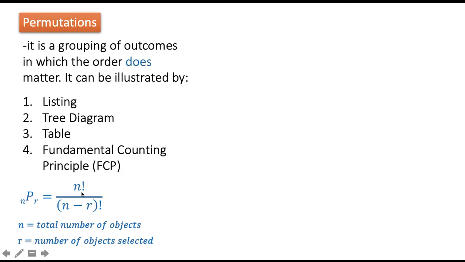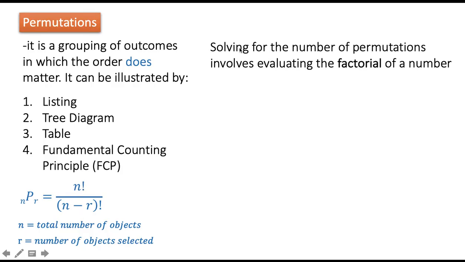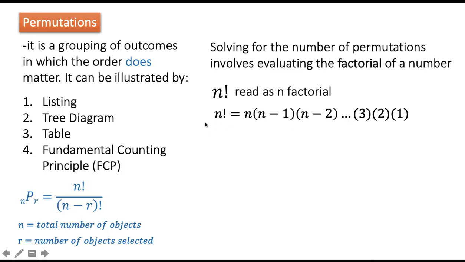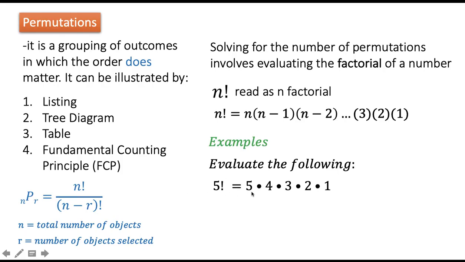So this exclamation point here is read as factorial. In solving for the number of permutations, it involves evaluating the factorial of a number. So this is the factorial notation, and it is read as n factorial. And this is the representation. So n factorial is equal to n times quantity n minus 1 times n minus 2 times 3 times 2 up to 1. So for example, if you are asked to evaluate 5 factorial, this is the expanded form of this factorial notation: 5 times 4 times 3 times 2 times 1.